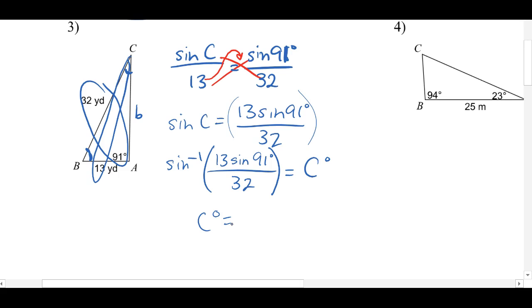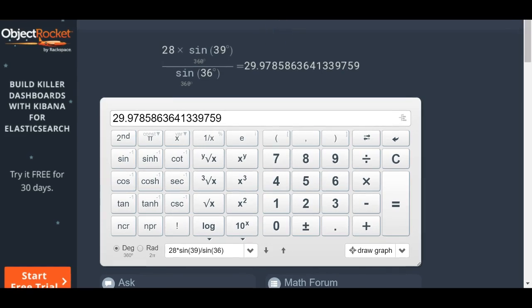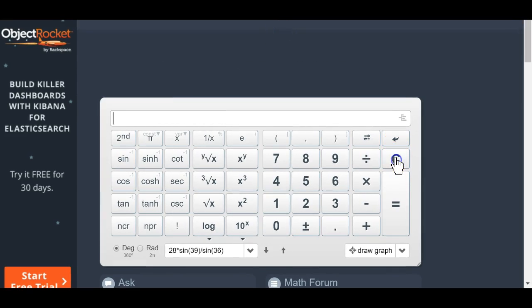So inverse sine of 13 times sine of 91 degrees over 32. Again, we need to pick the correct one here. So we're going to do sine inverse. If you notice, it's the negative one there. So in this calculator, I have to push second to get to that sine.